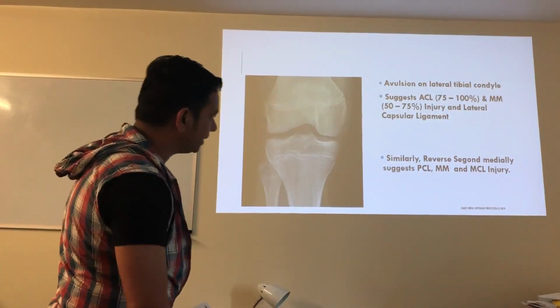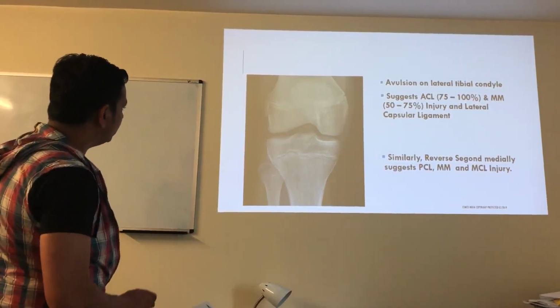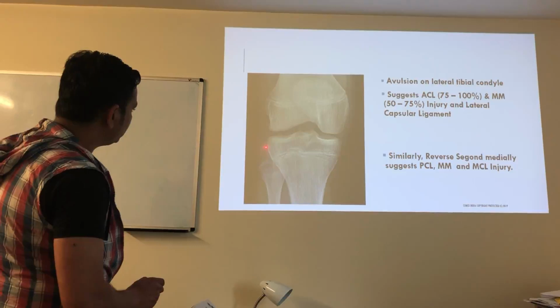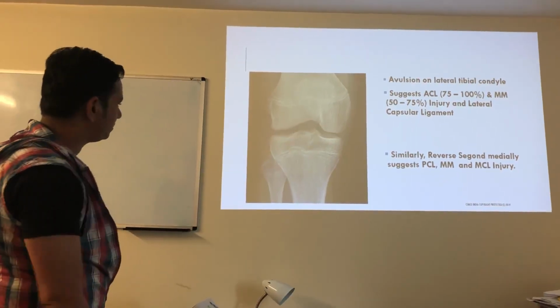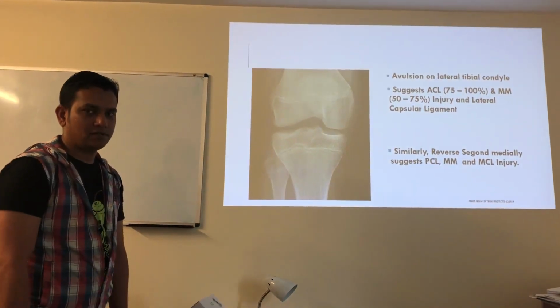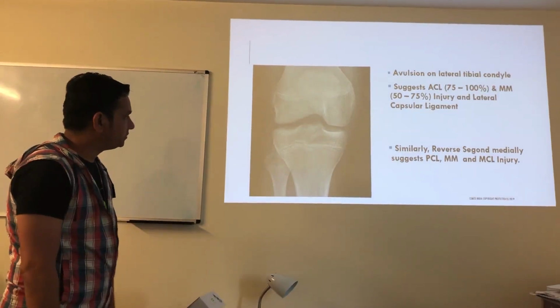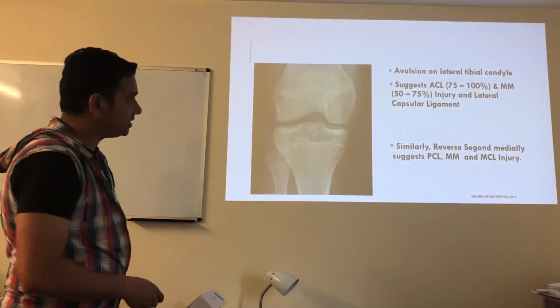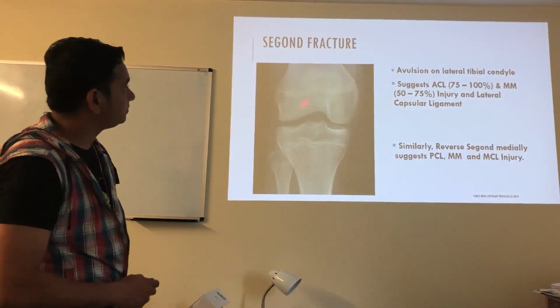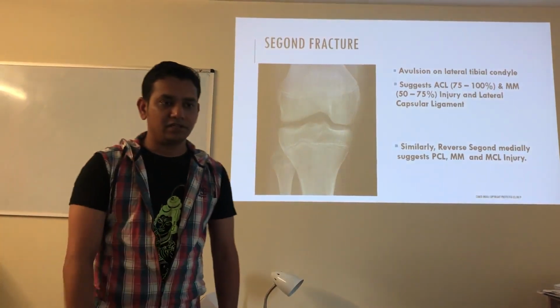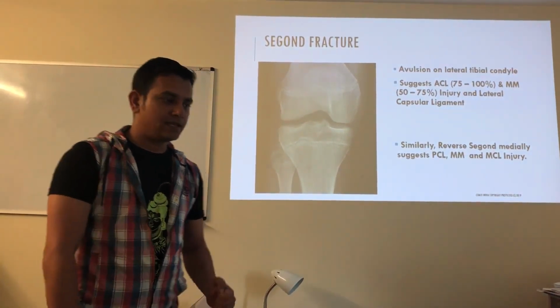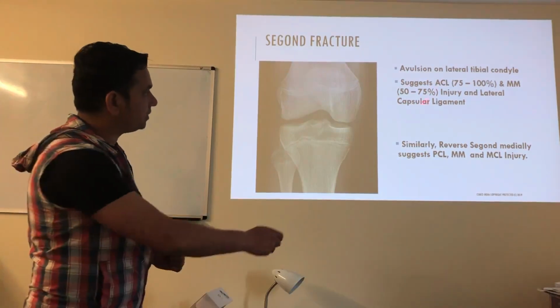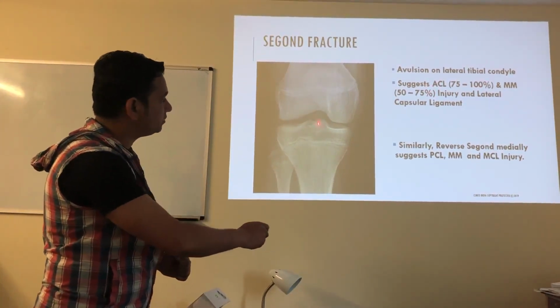You've done an X-ray and you see closely a tiny chip fracture over here. It's a very tiny chip fracture. You guys can Google it. It's called a Segond fracture. The reason it is important is Segond fracture will have 100% of the time an anterior cruciate ligament injury.